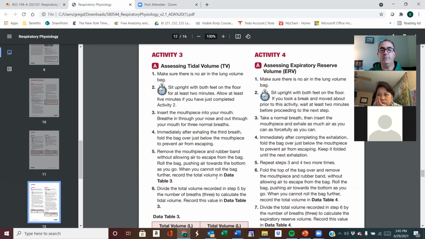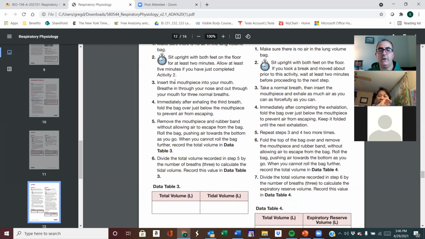You're going to just sit upright with both feet on the floor, right? Allow a few minutes if you've just completed activity 2 for your heart rate and your breathing to come back to normal. Insert the mouthpiece into your mouth, breathe in through your nose and out through your mouth for 3 normal breaths. Immediately after exhaling the 3rd breath, fold the bag over just below the mouthpiece to prevent air from escaping. So you're going to insert this in your mouth, breathe into it, and then fold over, pinch that off so that no air comes out.